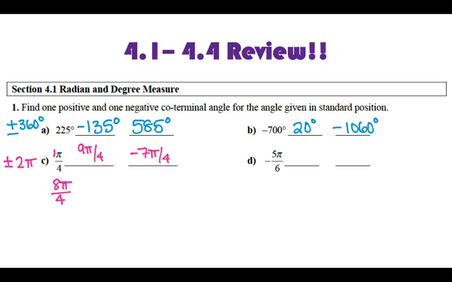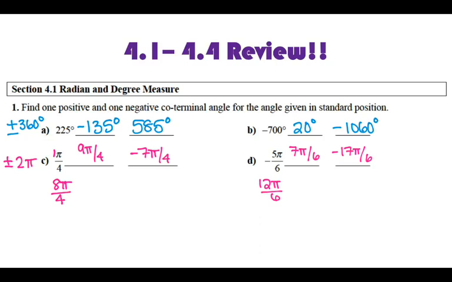And then for sixths, 2 pi in terms of sixths is 12 pi over 6. So negative 5 pi over 6 plus 12 pi over 6 is 7 pi over 6. And negative 5 pi over 6 minus 12 pi over 6 is negative 17 pi over 6.